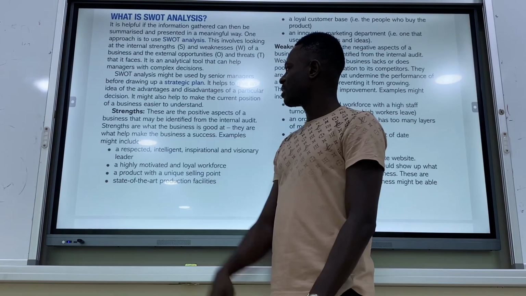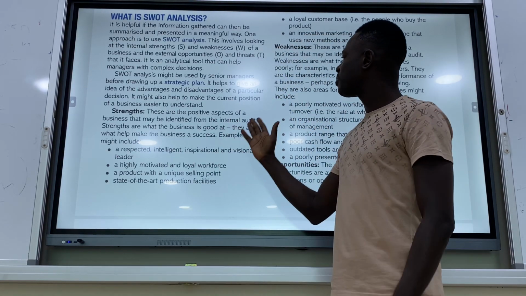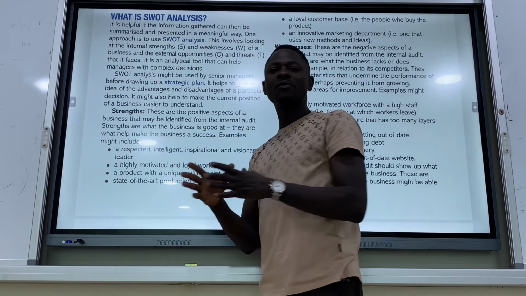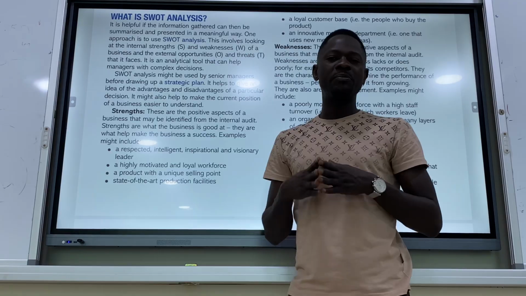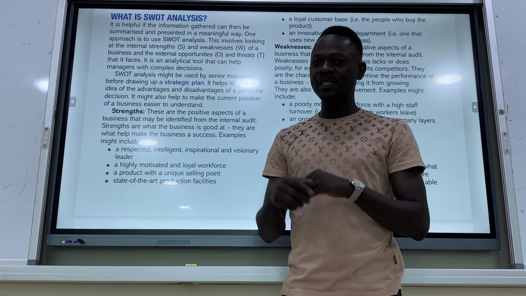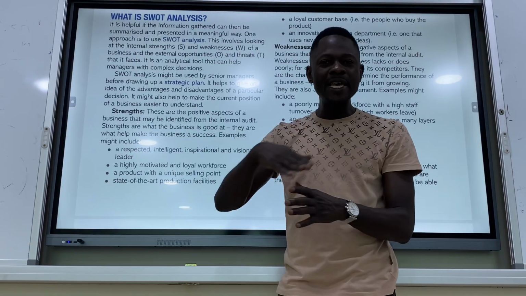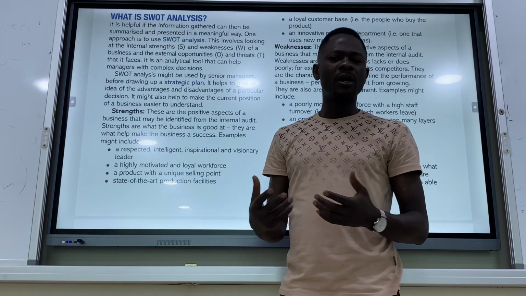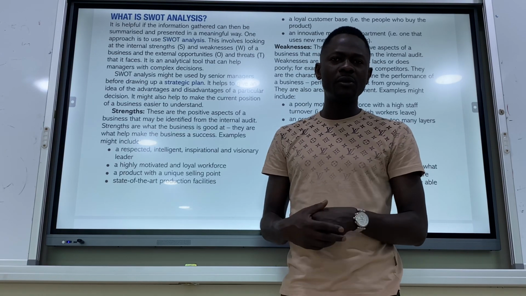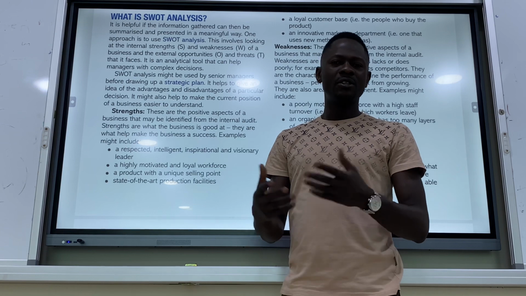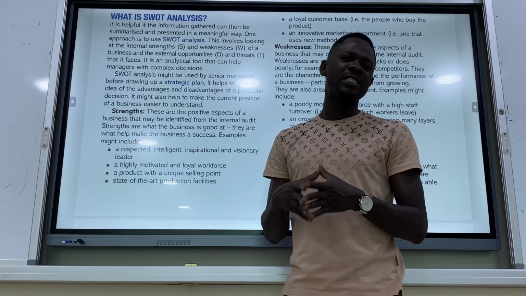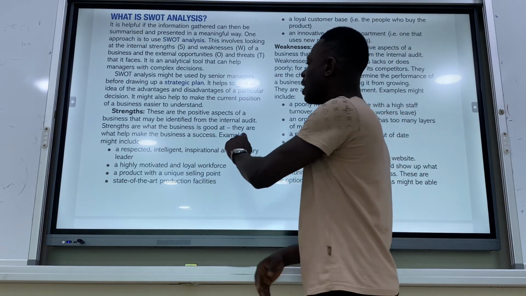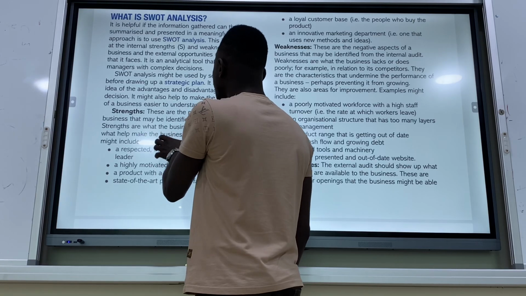So we start with the strengths. What are strengths? Strengths are the positive aspects of a business that may be identified from the internal audit. You can only gather information about the strength of a business through internal audit, because you are gathering information within the business, such as the skills of your employees, your output, your production level, the way you have expanded your business, your managers, your workforce. Strengths are what the business is good at. They are what help make the business a success.